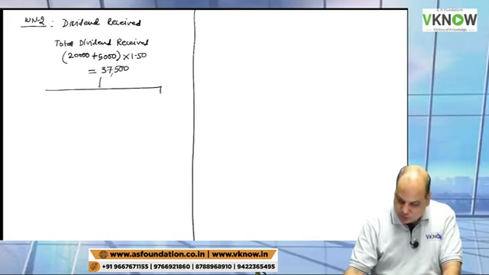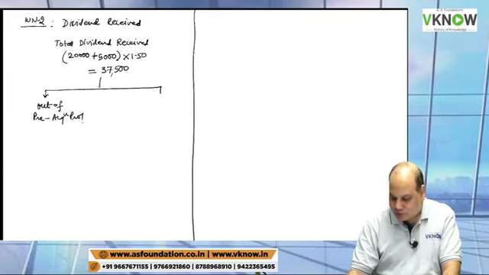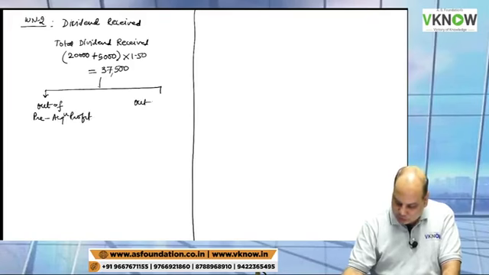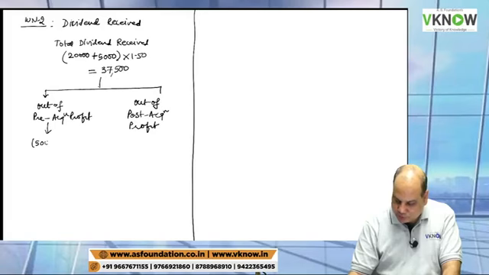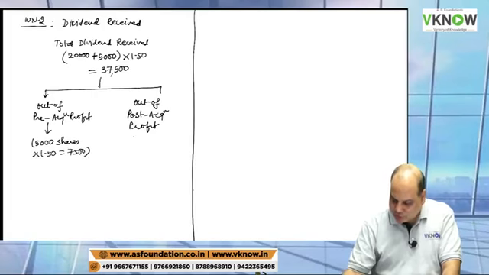And there are two sources: out of pre-acquisition profit, and out of post-acquisition profit. Out of pre-acquisition profit will be on 5,000 shares into 1.50, that is 7,500, and out of post-acquisition profit will be 20,000 into 1.50, which is 30,000.